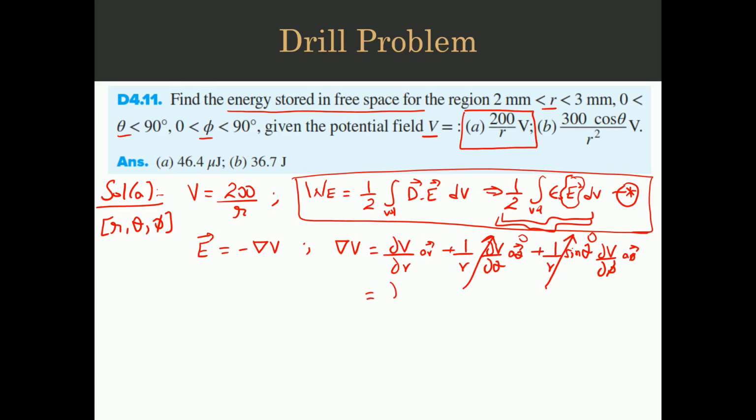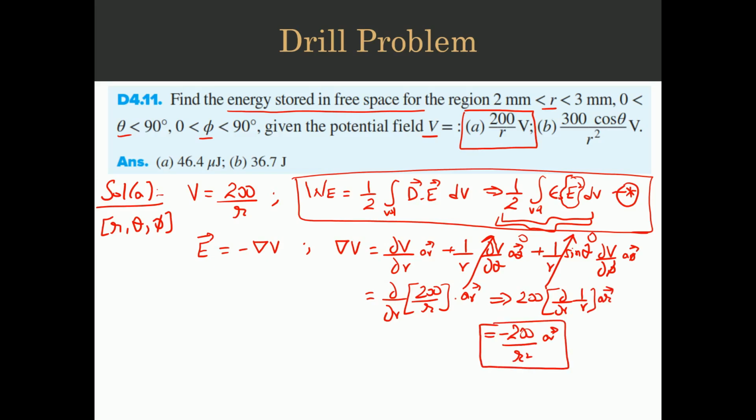So we'll write the partial derivative along r for the value of 200 divided by r along a_r. 200 is the coefficient, I can take it out and I'll be left with 1 by r. So it will be the partial derivative of 1 by r along a_r, which is the value we get after taking the partial derivative with respect to r. Now our value of electric field comes out to be, negative and negative becoming positive, 200 divided by r square along a_r.